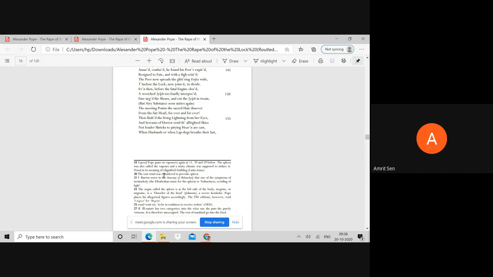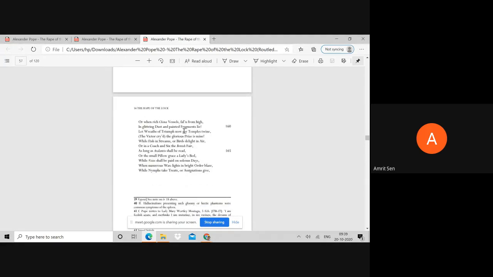So persistently, you can see in subtle pinches, as it were, Pope is suggesting that the woman's mind is frivolous, where religion and sex are almost side by side. Her mind is like a vacant toy shop which replaces one man with the other, and therefore she's non-serious about marriage, and the death of the husband and the lapdog remain the same. Or when rich china vessels fall from high, so porcelain ornaments, cups, etc., when they break, they utter similar screams. In glittering dust and painted fragments lie.